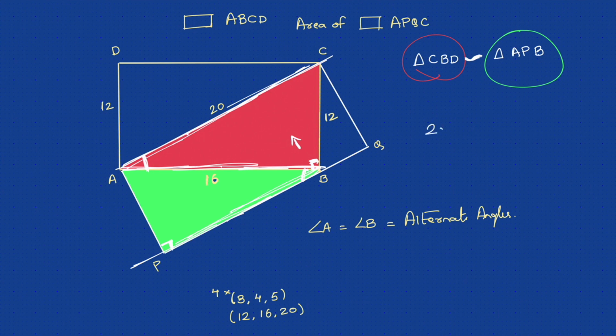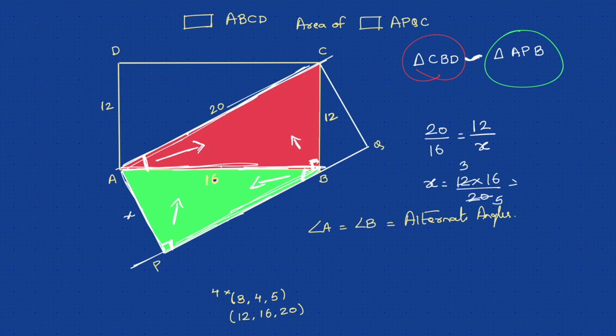So similarity will follow. The side opposite to 90 in CBD is 20, the side opposite to 90 in APB is 16, so 20 upon 16. And the sides opposite to the alternate angle I'll take, so that I can find the side of APQC. So the side opposite in the red triangle is 12 and the side opposite in the green triangle is X. I need to find X and then I'll get my answer. So X is 16 into 3, which is 48 by 5. That is the side of APQC. Now the sum is solved.